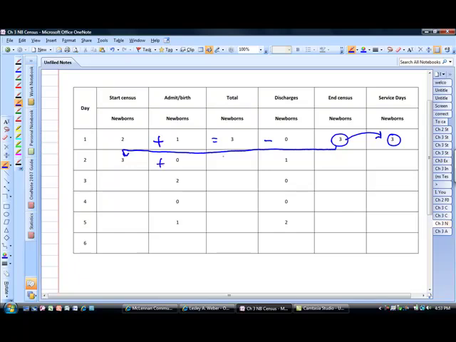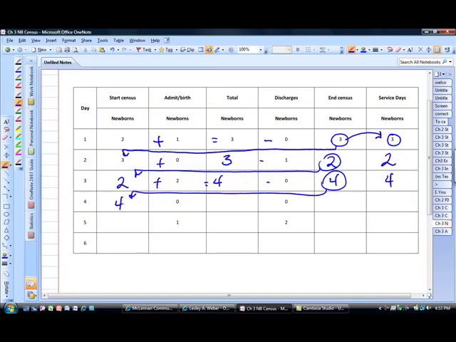There were no births, so your total is 3. 1 baby went home, so your total is 2. Your service days will be 2. You'll take your 2 and it will be your starting census for the next day. You had 2 births, so you have a total of 4. None of them were discharged, so you continue to have an end census of 4 and service days are 4. Your start census will be 4.